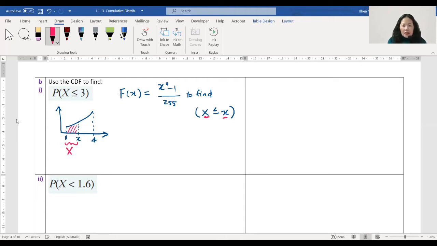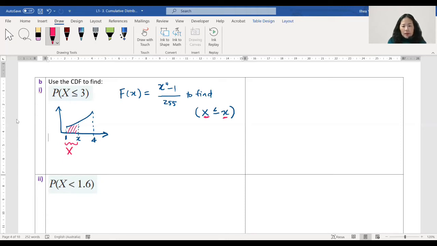Now, that's a CDF. CDF gives it this much, from the starting point to where it wants to be. Okay, always from the start, which in this case is 1. So we don't have to integrate anymore. That's the good thing about the CDF. It's a general formula.